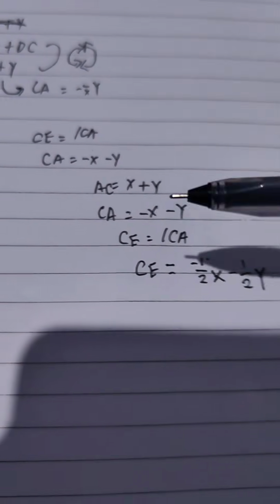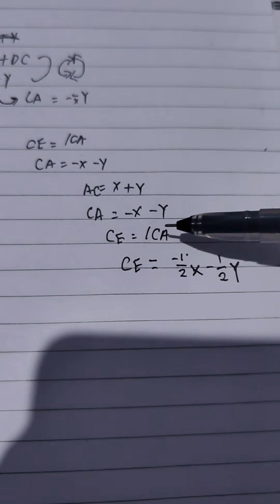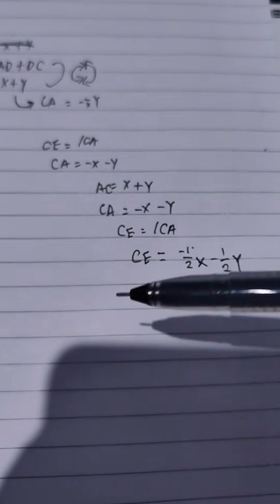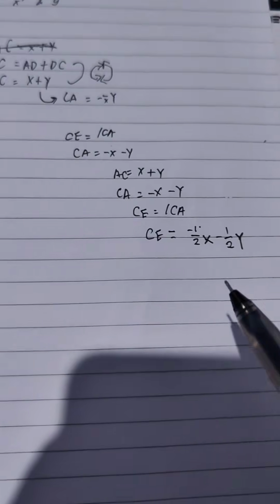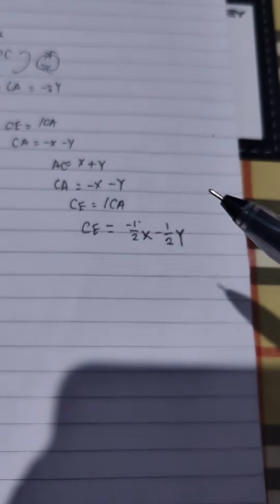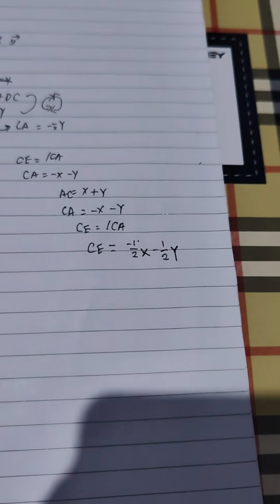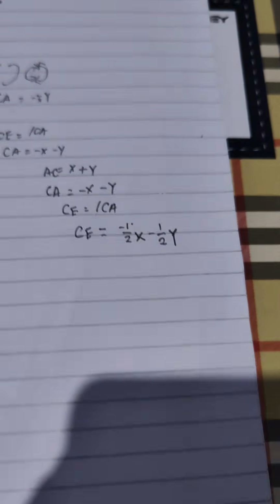Okay, now after we change CA into minus X and minus Y, we just change it so CE is half of CA. So CE is minus 1 over 2x minus 1 over 2y.